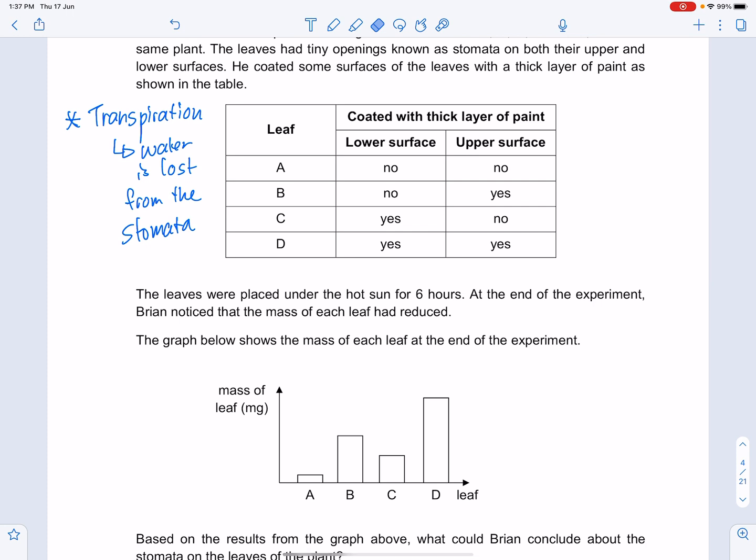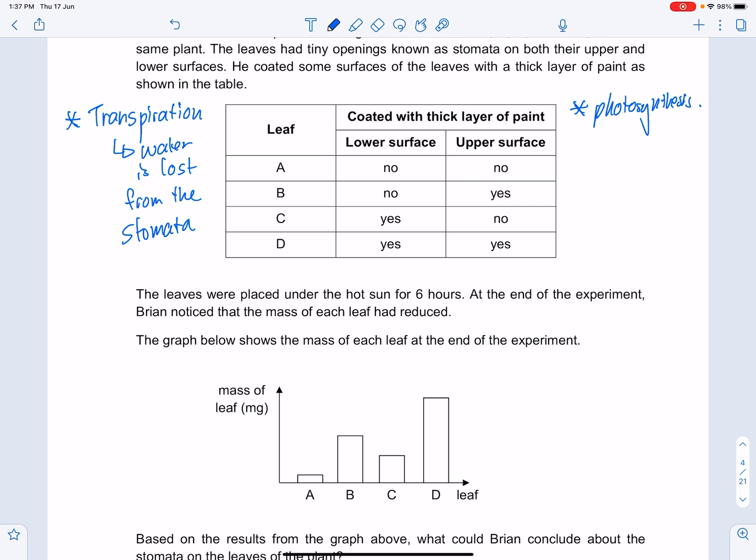Okay, and the next process that you need to remember that's related to your stomata would be photosynthesis. Some of you may be asking me, how does photosynthesis have to do with the stomata? Well, 2 things. One is water loss. Obviously, if your stomata open too big, you have too much water loss, and the plant is going to wilt and die.